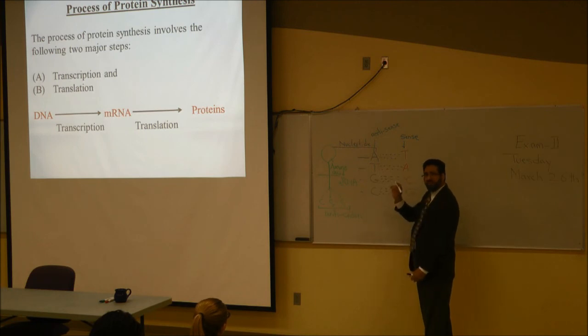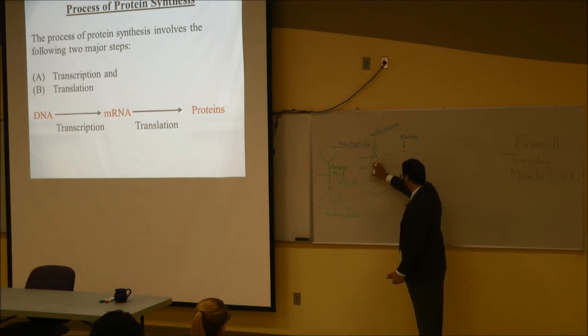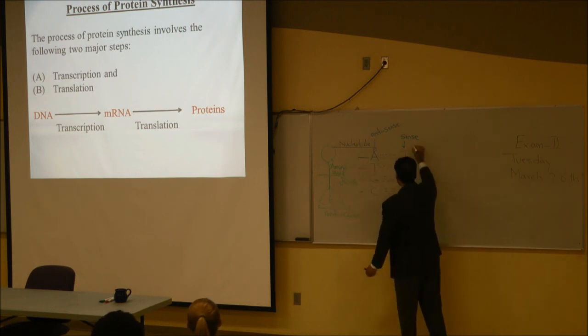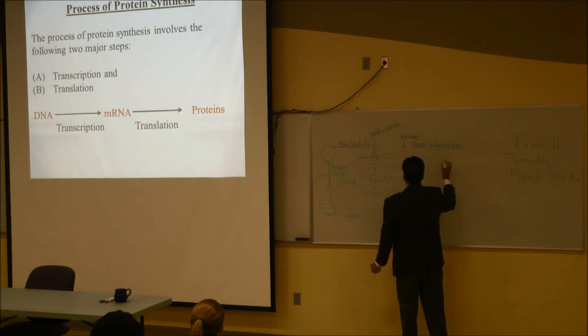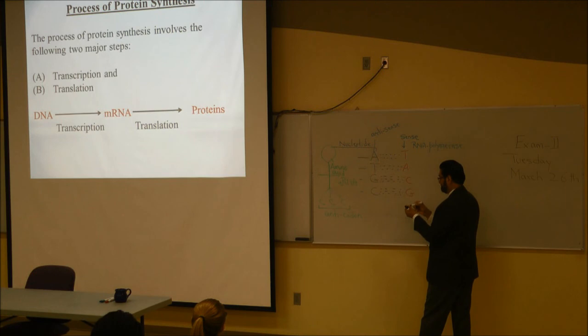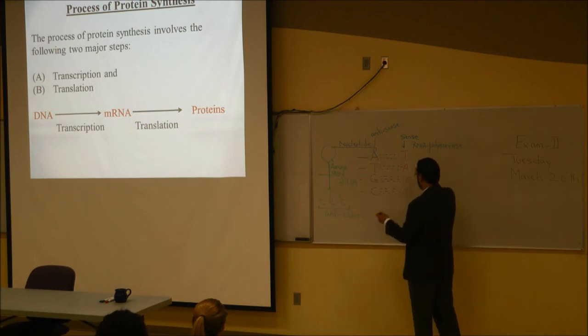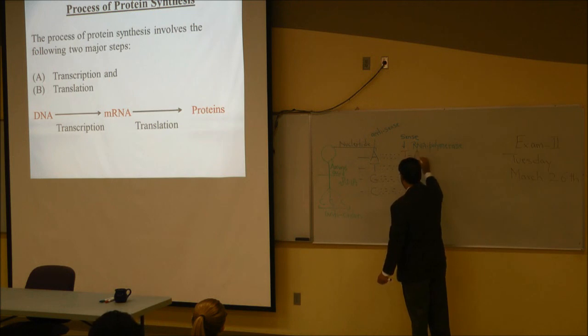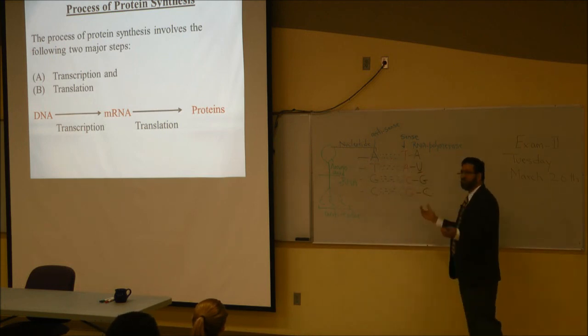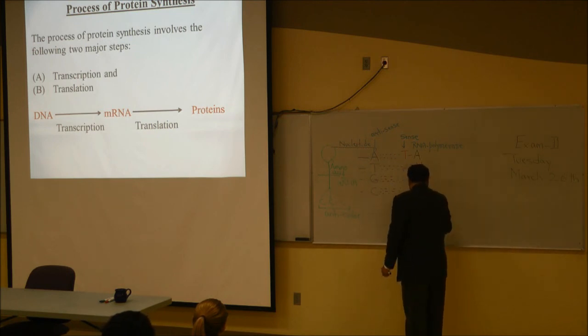One thing before we transcribe it. For replication, which enzyme did we use to connect these new nucleotides to the DNA? A with T, DNA polymerase. But when you make RNA, you use RNA polymerase. The enzyme that glues the new nucleotides to the DNA is called RNA polymerase. T goes with what? A. A goes with? U. This is the most crucial thing right there. And C with? G. And G with? C. This is transcription from here to here.